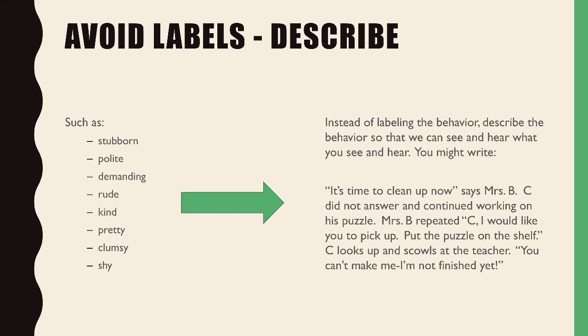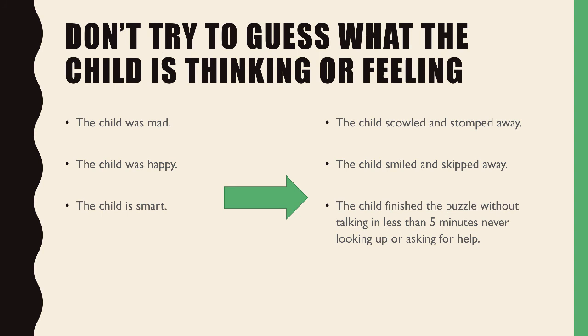And so this is, again, important as we're writing observations that we describe, not label, but we describe with specific words what we hear and see. We don't want to try and guess what the child is thinking or feeling. The child was mad. Don't tell me the child was mad. How did you know the child was mad? The child scowled and stomped away. Maybe the child was sad and that's how they displayed their sadness. The emotion is not as important as the action. Stick to what you can observe, what you can see and hear.